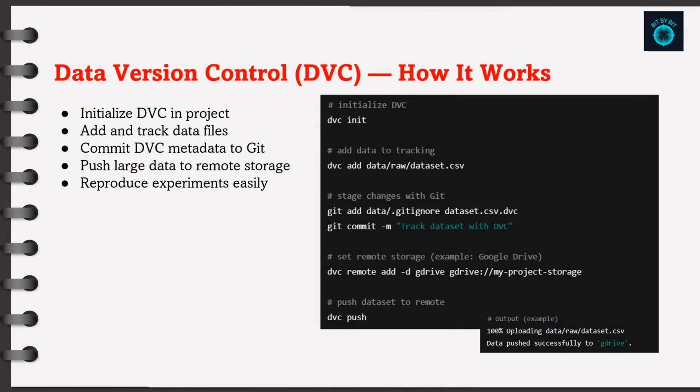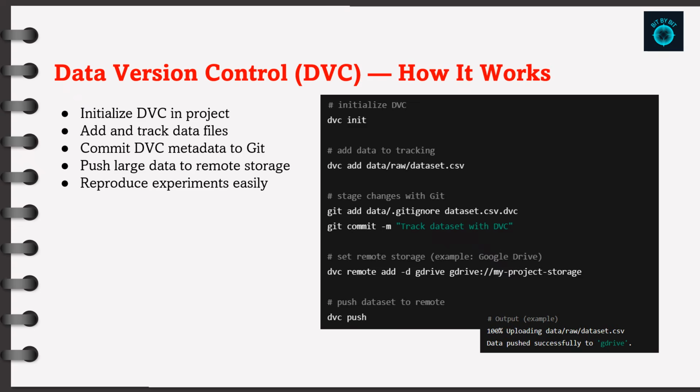Here's how DVC works step by step. First, we initialize DVC in the project using the command dvc init. This creates a hidden folder named .dvc which stores configuration files that DVC needs to manage data and pipelines. Next, we use dvc add data/raw/dataset.csv. This command tells DVC to start tracking that dataset file.